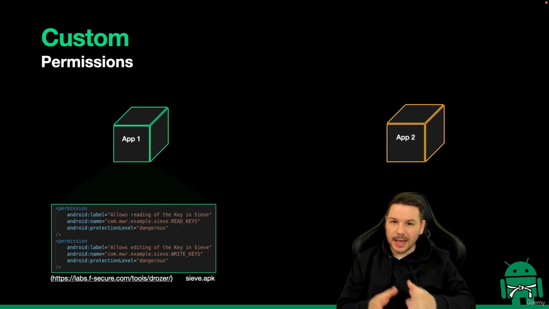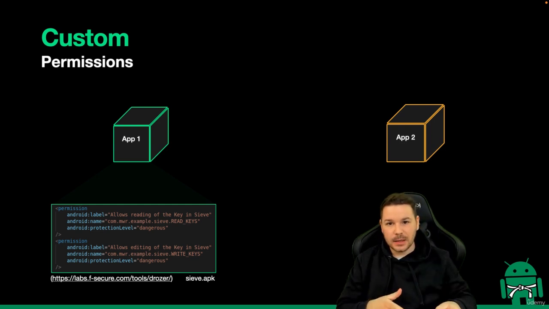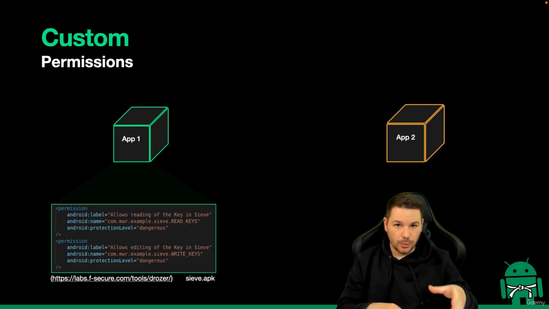I mean, applications can exchange data between each other. For example, app 1 can share data with application 2. But let's say these data are a little bit critical. For example, it could be a one-time password or a TAN message from your banking application. Therefore, you want to make sure that those data are protected and only application 2 is able to access them. How is this done? Well, with a custom permission.